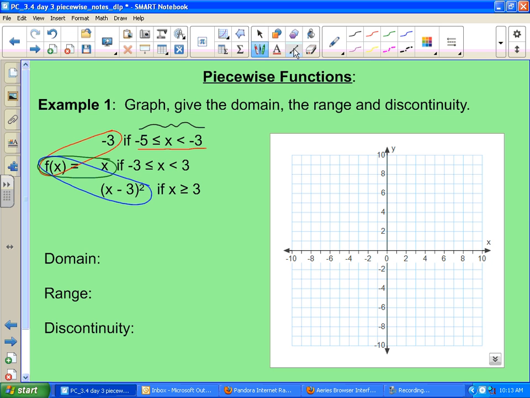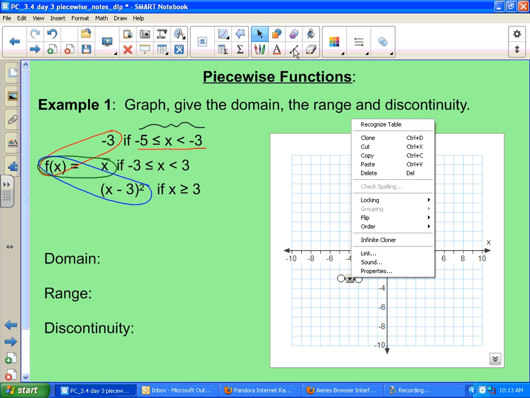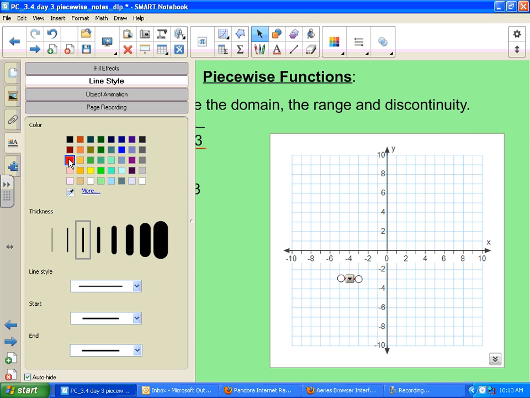So we go and we hit -5 right there, and then we go out to, where am I going? -3. Oops, went too far. Right there. Going from -5 to -3 on y equals -3. So we get that. Red.